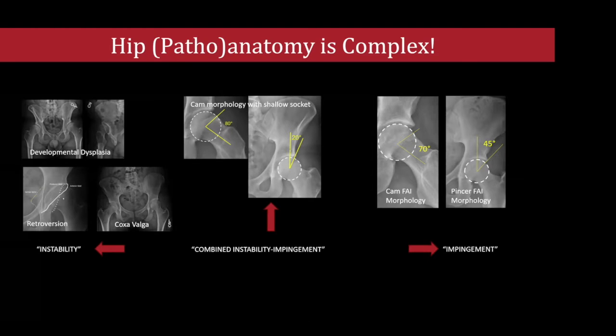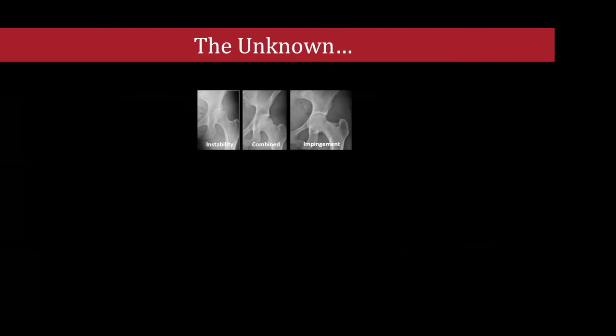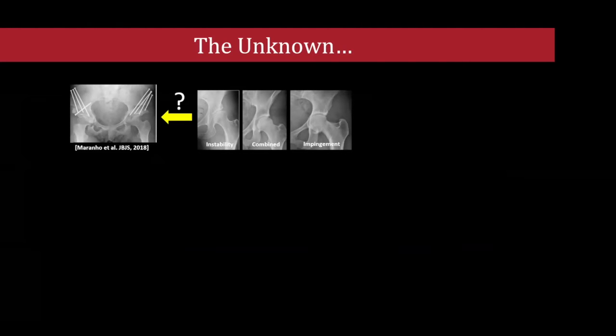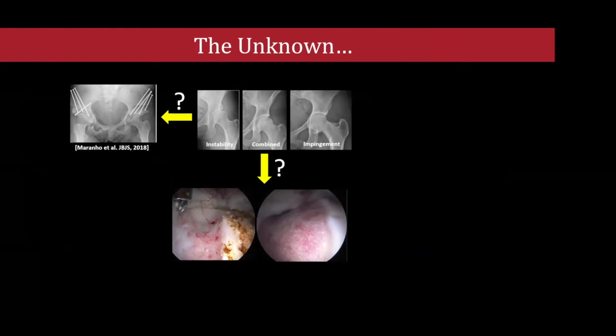Excuse me, LCEA. So ultimately, what we're trying to understand in the lab, at least specific to our hip research, is, in cases of instability, combined instability, and impingement, which of these patients is really a good candidate for some sort of hip preservation procedure, including PAO or debridement, decompression.